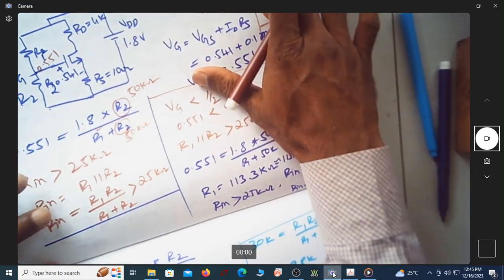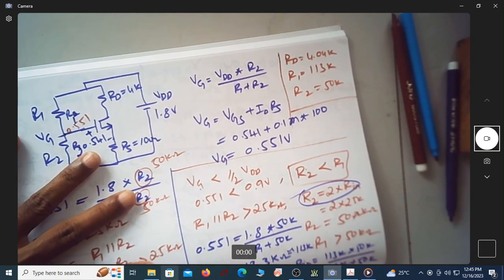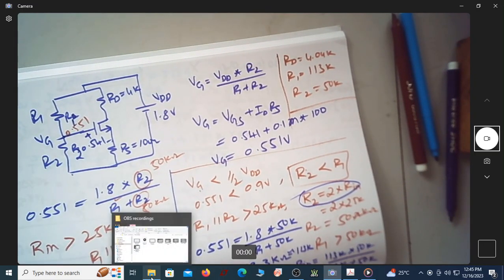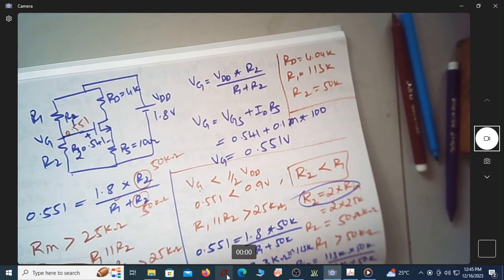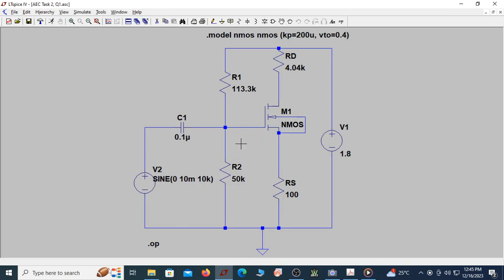So this will give me all the specifications of AV equal to 5 and an input impedance of minimum 25. So let us verify this in LTspice. Let us substitute these values and then check. What I actually did is, we have the value of R1 as 113.3, this is 50k, this is 4.0k. I am applying a sine wave of 10 millivolt, so it should have a gain of 5.